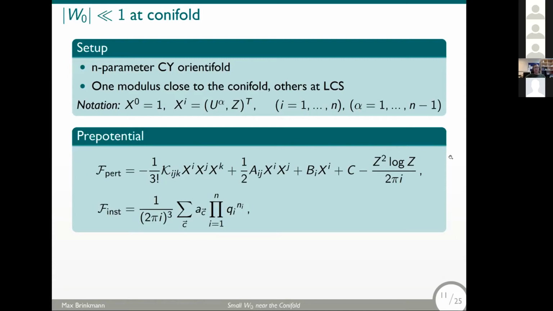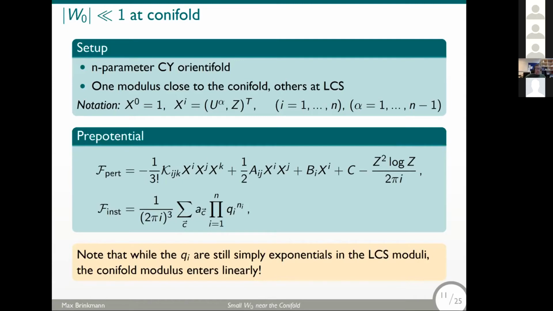This is probably known to most from the quintic already. The instanton contribution looks a little bit more complicated here. We have once again a sum over the curves, but then we write this instead of the exponential term, because the QI are just exponentials in the large complex structure moduli. However, the conifold modulus enters linearly or polynomially.